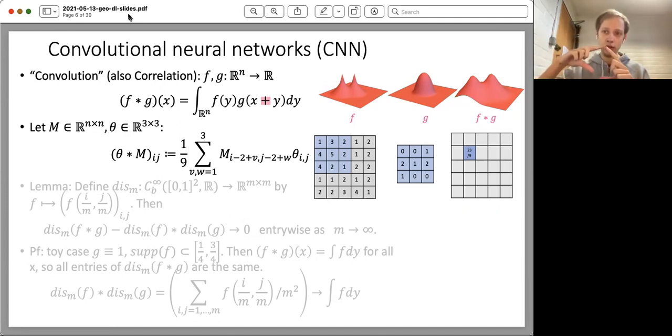You take your little 3 by 3 matrix, and if, for example, you want to compute this blue square here in your output matrix, take your little matrix and put it on top of your input matrix, and then multiply the numbers which are on top of each other. So you multiply this 1 with this 0, you multiply this 3 with this 0, and so on. And you sum them all up, and that's how you get 23/9 for this blue square in the output.